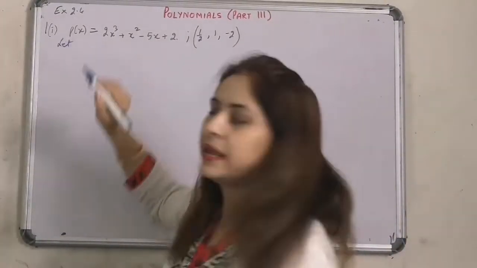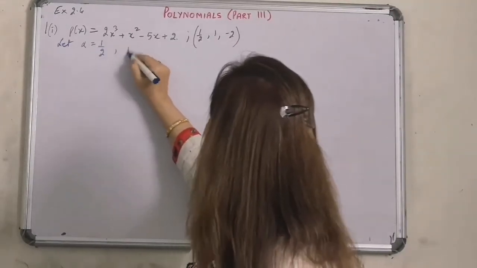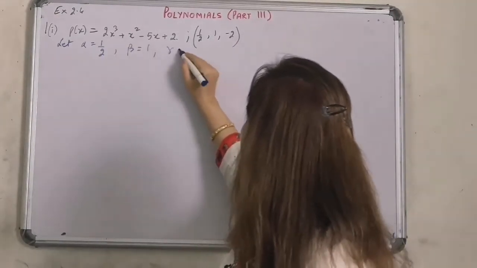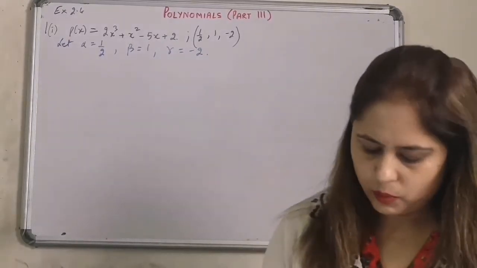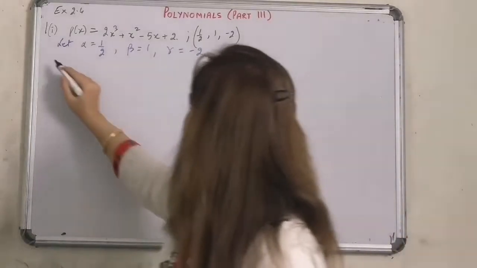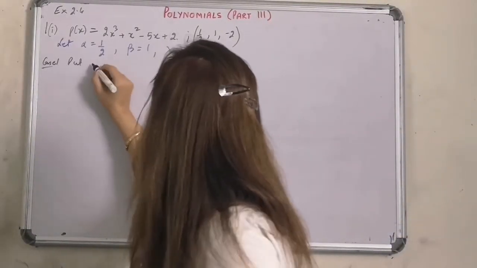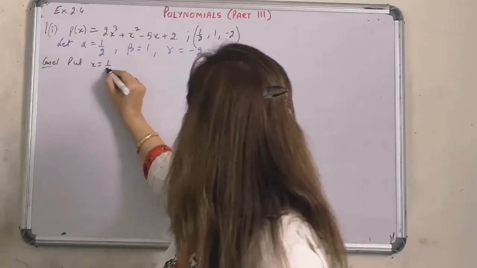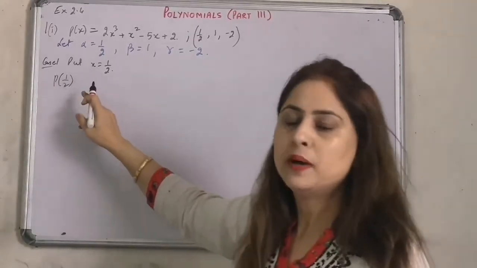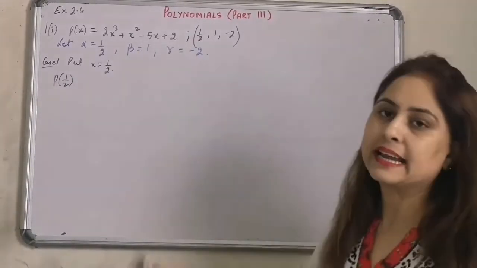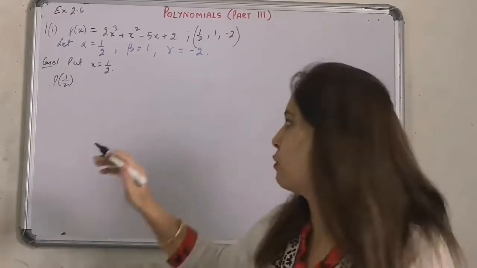Let us first give the names to these zeros. Let alpha be 1/2, beta be 1 and gamma be minus 2. We have to verify that they are the zeros of the polynomial. So in case 1, put x is equal to 1/2. Wherever there is x, we'll put in 1/2 instead of p(x) and get the value of p(1/2). If it turns out to be 0, it means 1/2 is the zero of p(x).